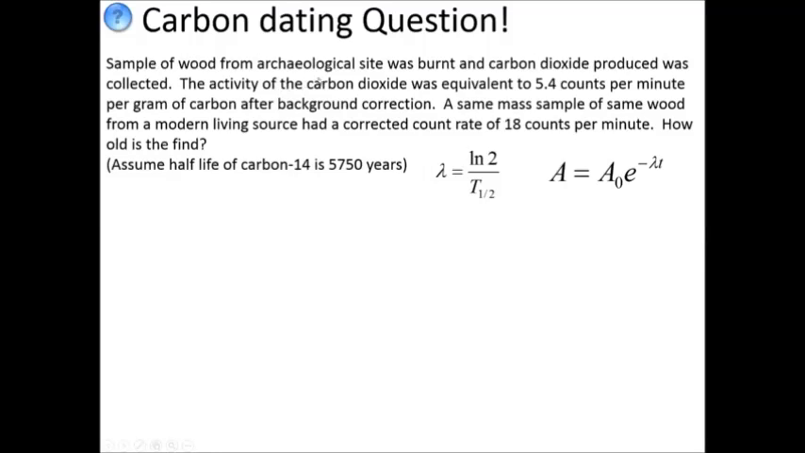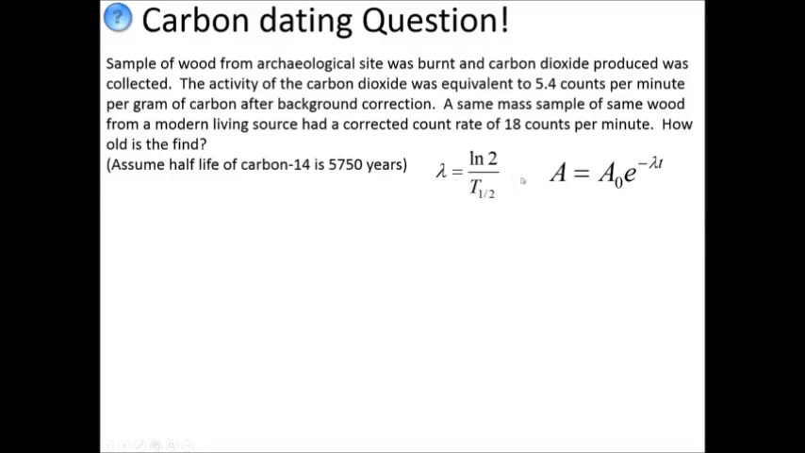So a very straightforward question. A sample of wood from an archaeological site was burnt and the carbon dioxide produced was collected. The activity of the carbon dioxide was equivalent to 5.4 counts per minute per gram of carbon after background correction. The same mass of sample wood from a modern living source had a corrected count rate of 18 counts per minute. So the one that's alive should have 18 counts per minute. The one that's died is going to just decay to 5.4 counts per minute. How old is the find? We're given the half-life of carbon-14 of 5,750 years.